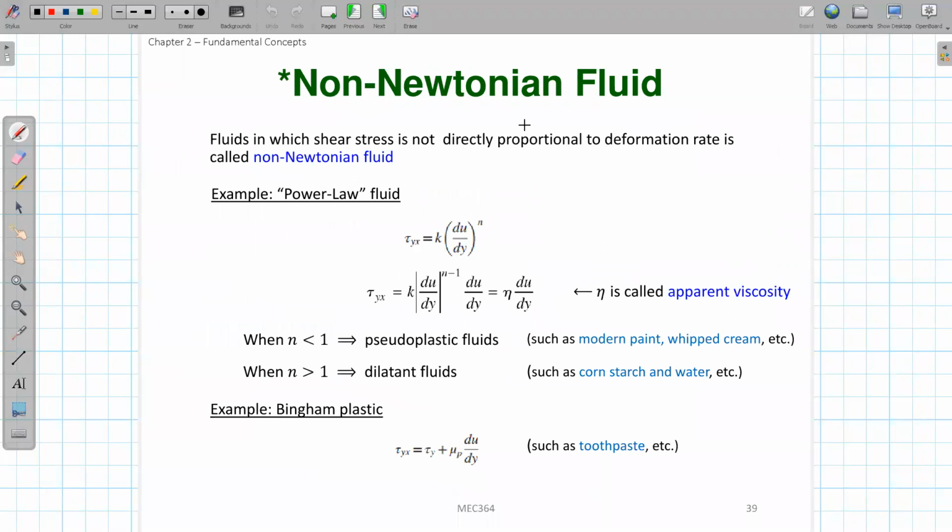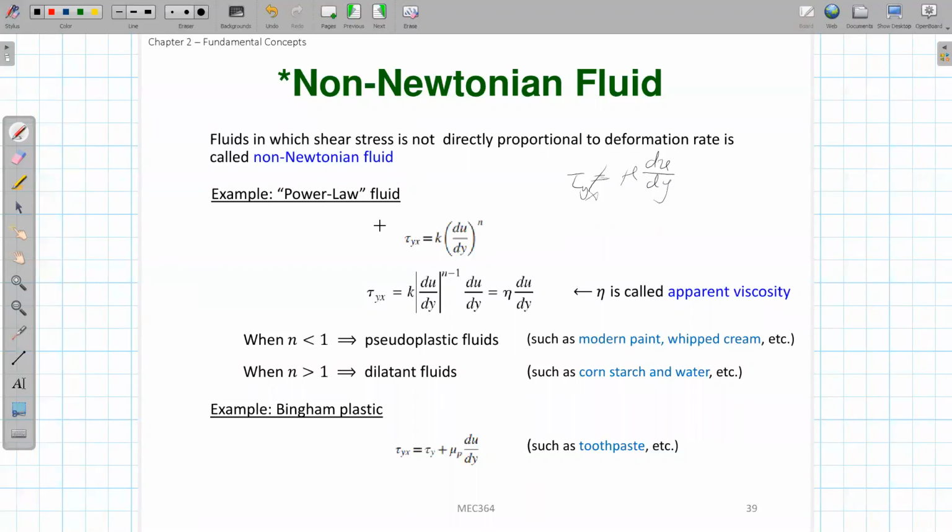Non-Newtonian fluids will not satisfy this. In this case, you won't be able to write du/dy, yx. It's not equal. You cannot write this kind of thing. So I write a star here, which means that this part is optional. This type of content is optional and is not required by the exam. So I will just give you some basic introduction, and if you want to read more, you can go to a textbook.